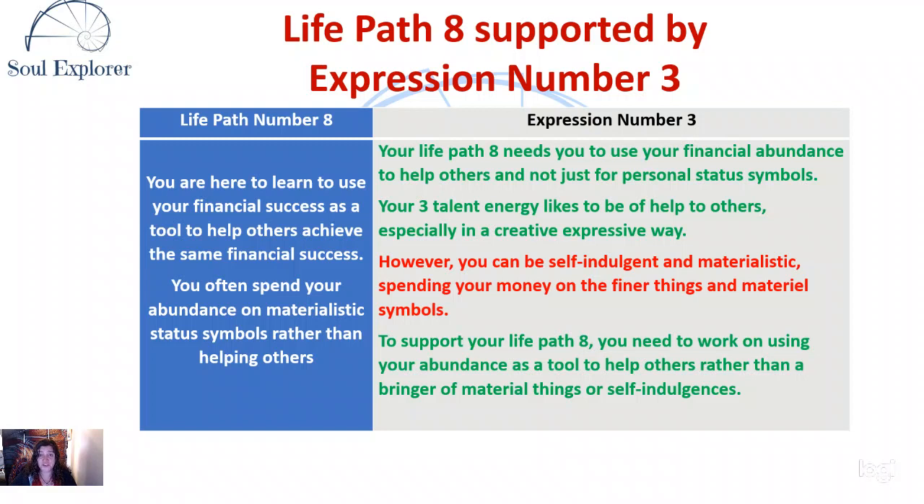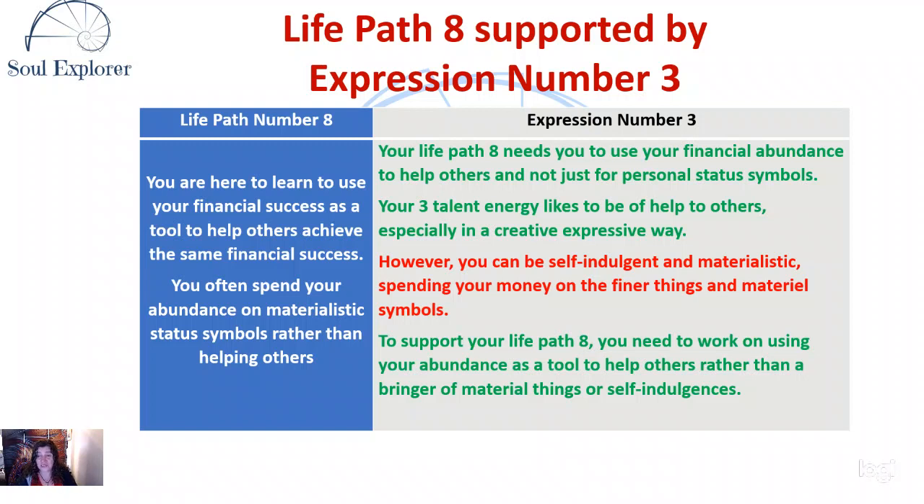They're here to learn to use their financial success and their abundance in every other way as a tool to help others to achieve the same success, whether emotional or financial. Because the 8 can be very successful. They have the potential to be very successful business people, especially with the entrepreneurial skills of the 3 behind them. But they can spend their abundance, and with that selfishness, it could be worse. Spend your abundance on materialistic status symbols rather than using it as a tool to invest in to help others.